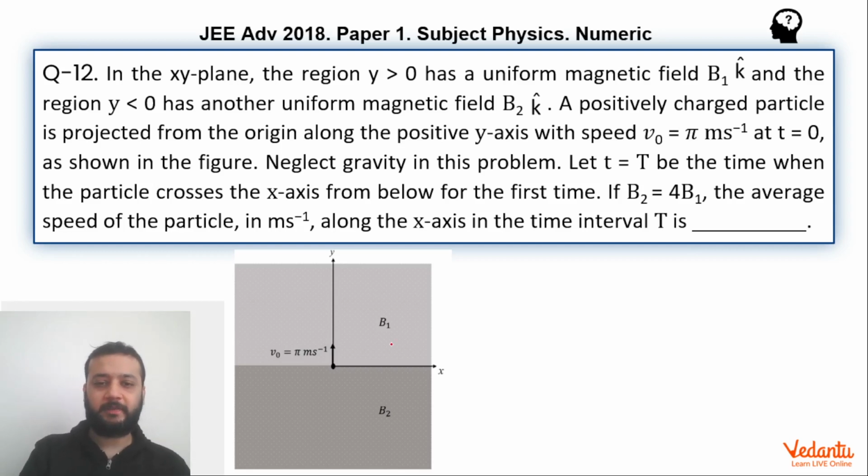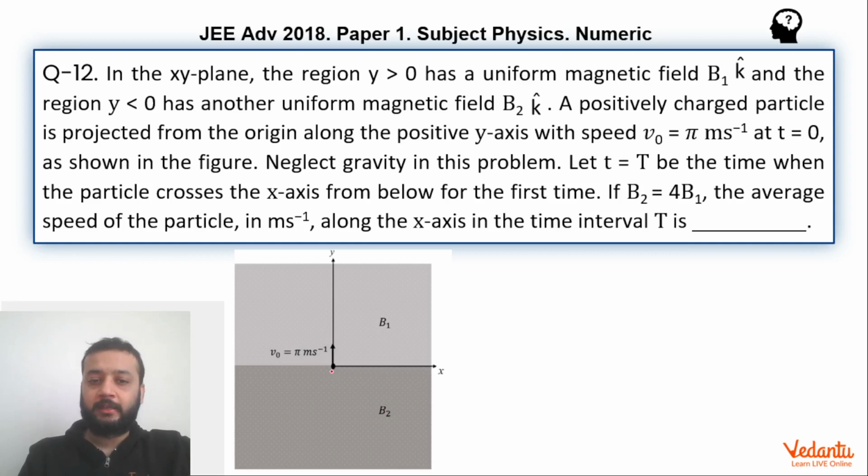In this question, it is given that above the x-axis, the value of magnetic field is B1 and directed towards us. That means it is coming out of the screen. And below the x-axis, the value of magnetic field is B2. Direction is same, that it is coming out towards us. The value of B2 is 4 times B1. This is given in the question.